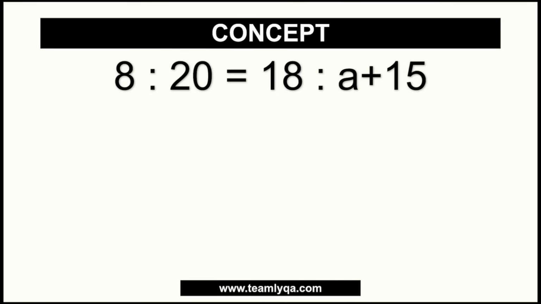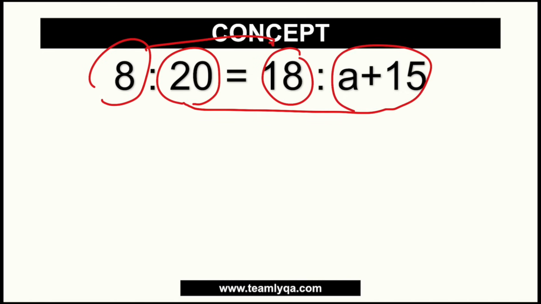Now, the first thing that we have to do again is to turn it into yung fraction form niya. So, we have 8 right here. Ang katapat niya is 18. Yung 20 naman, ang katapat niya is yung a plus 15. So, if I'm going to use the traditional method, the fraction would look like this. 8 over 20 is equal to 18 over a plus 15.